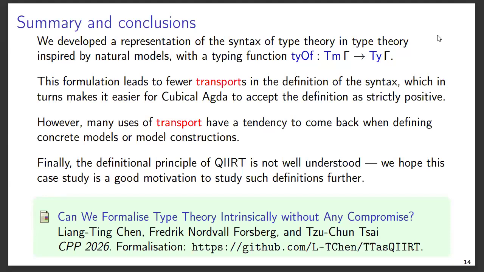Thanks. So this was a very nice way of avoiding transports. I know because I played with this with Chuanji kind of 10 years ago. You said at some point that this is similar, but not exactly the same as Fiore's natural models. Can you say what the difference is?